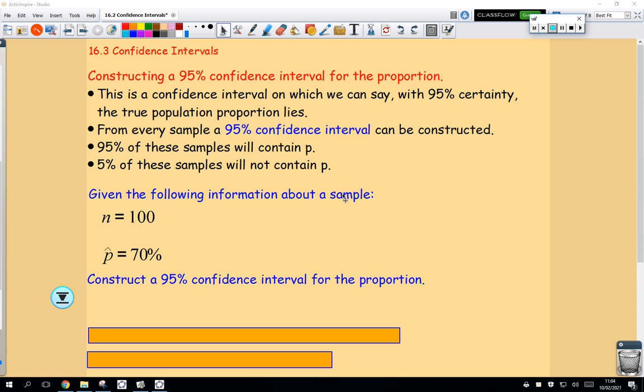So given the following information about a sample, n is equal to 100. Remember, n is sample size. So I've sampled 100 people, and it says p hat, that's the sample proportion, is 70%. I want to construct a 95% confidence interval for the proportion. I'm going to find my margin of error. On our course, we're going to take the margin of error to be about 1 over root n, which is 1 over root 100, 1 over 10.